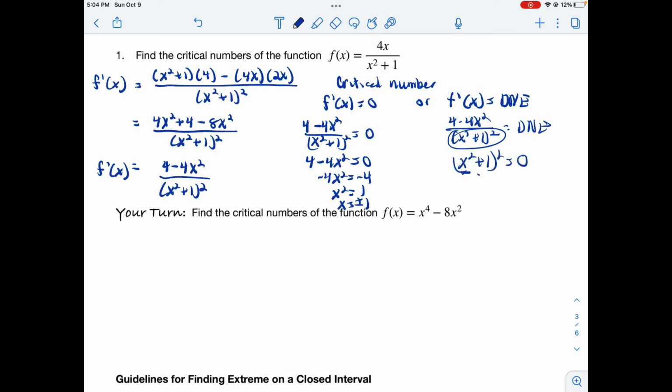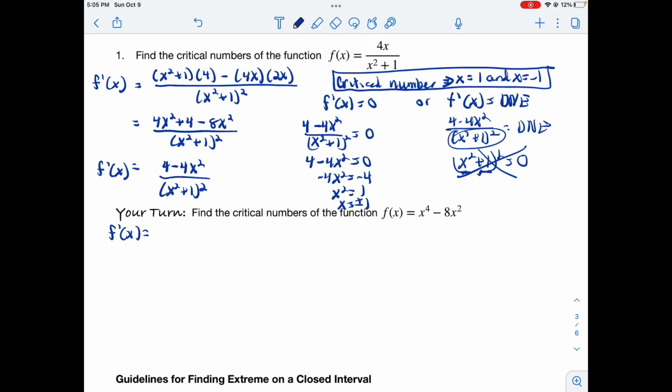And then, oh wait, if I square root each side, I get equals 0, but then I have x squared plus 1 equals 0. Well, when you square a number, it's always going to give you a positive, so there's no way that x squared plus 1 squared is ever going to be 0. So our derivative does not exist, and so we only have two critical numbers for this problem, x equals 1 and x equals -1. Now it's your turn.